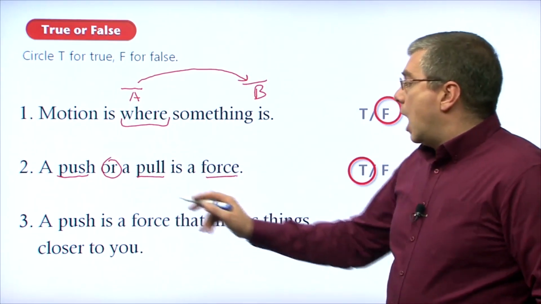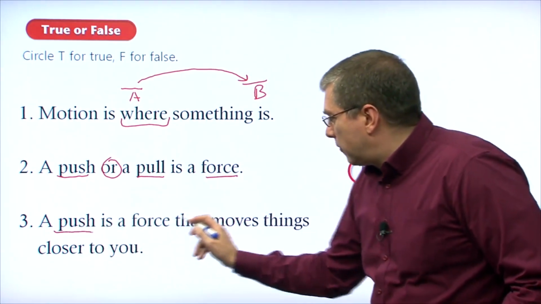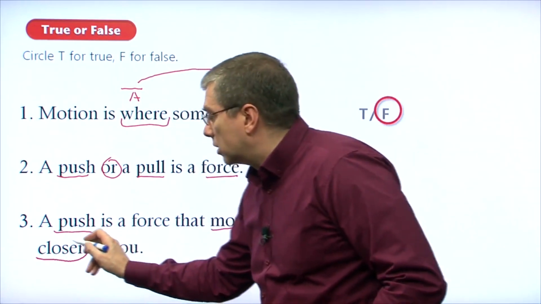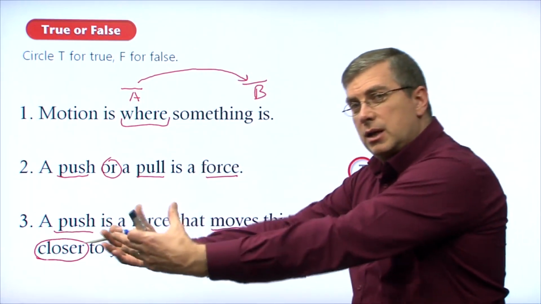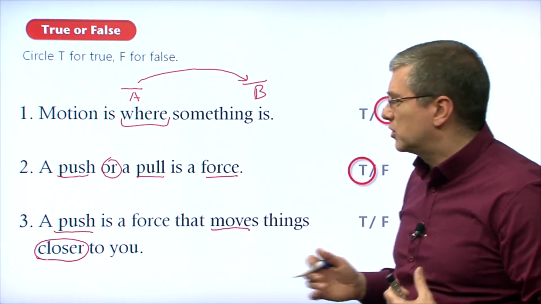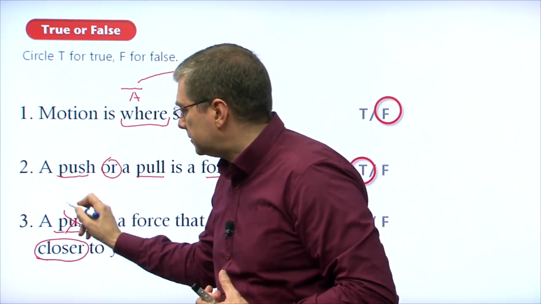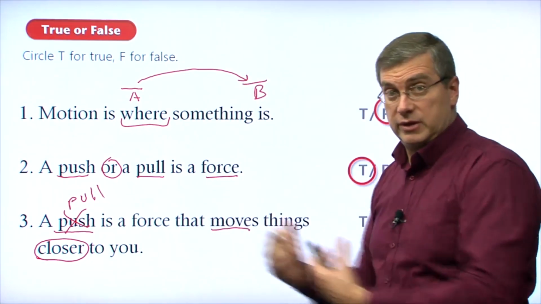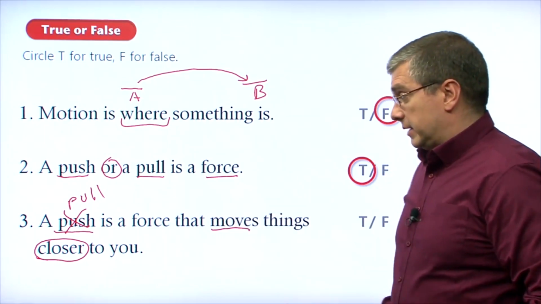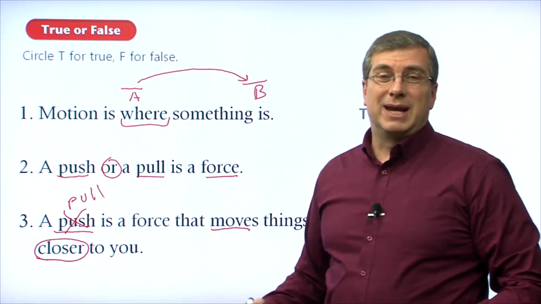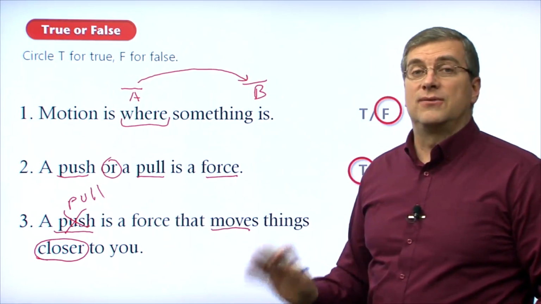Number three, a push is a force that moves things closer to you. So if something comes closer to you, is that a push? No, that's not a push. What do we call that? We call that a pull. A pull is a force that moves things closer to you. That's true. So this sentence is false because we have to change it. We have to change push to pull to make it true. So it's not true. It's false.